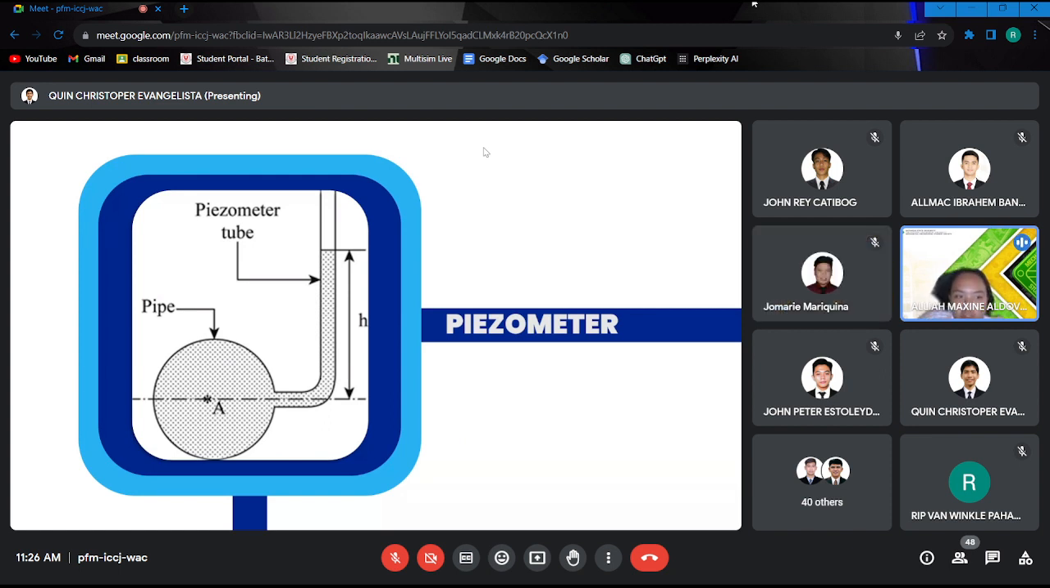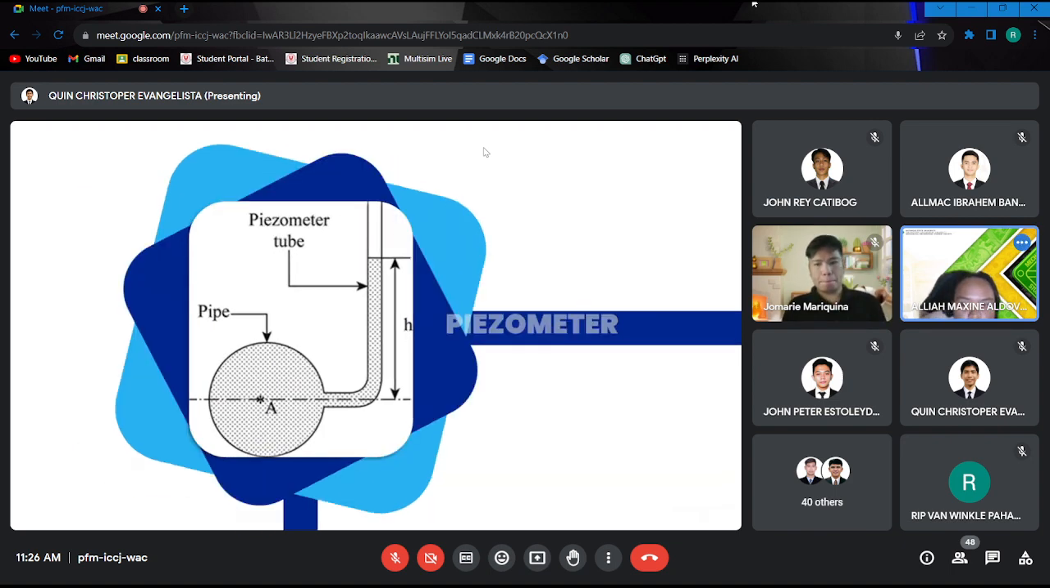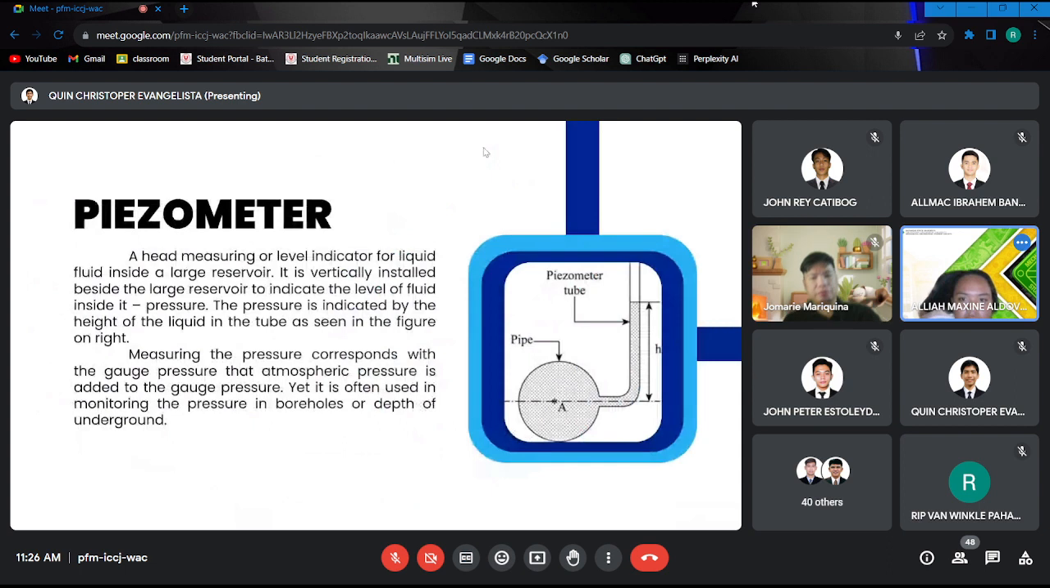The next instrument is the piezometer. Piezometer is a head measuring or level indicator for liquid fluid inside a large reservoir. It is vertically installed beside the large reservoir to indicate the level of fluid inside it. That is the pressure.